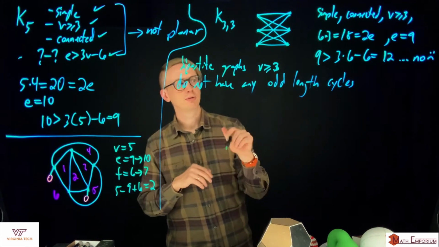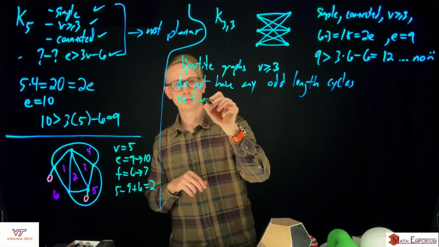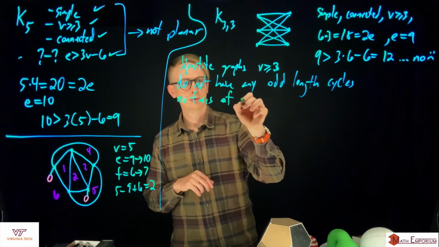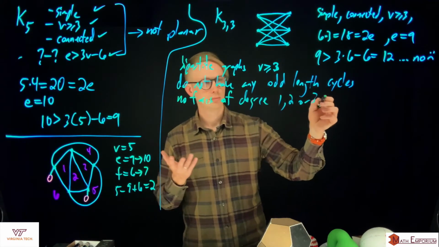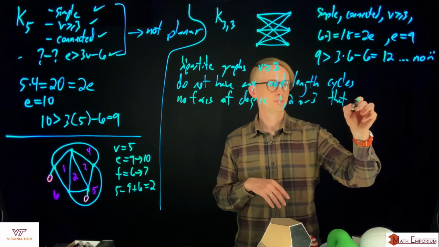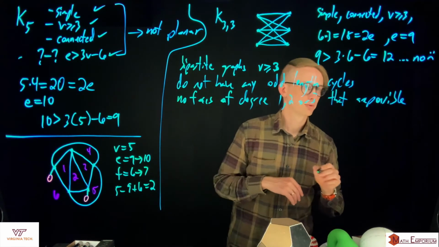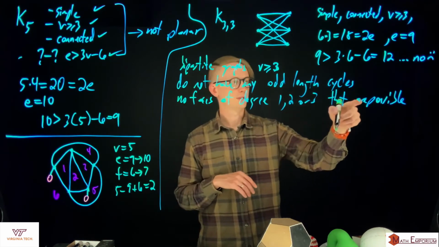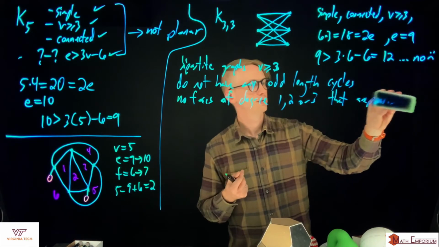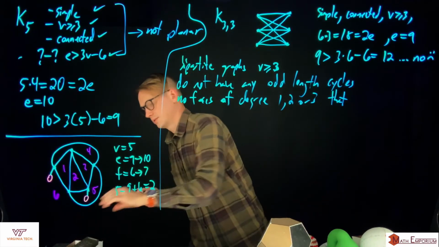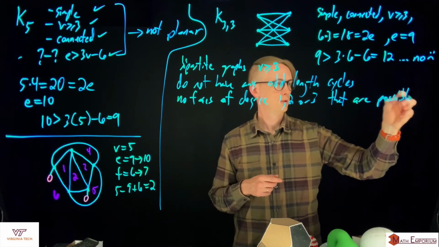But when you start adding b greater than or equal to 3, this means that you have no faces of degree 1, 2, or 3 that are possible. Boy, that's really legible. 1, 2, or 3 that are possible. My handwriting's gotten really bad during this pandemic. There we go.